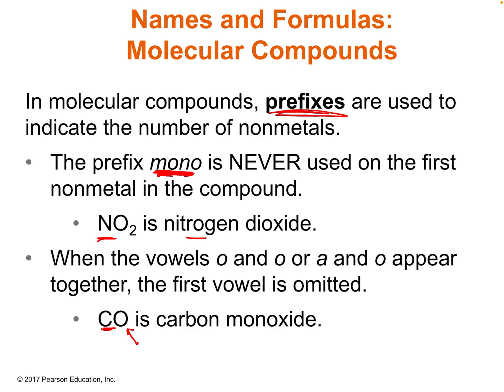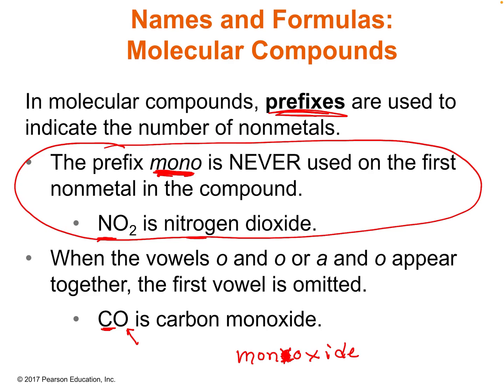So we drop, right? Like if we look at this, it would be monooxide, and we drop the first vowel. So we're going to drop this one, and this just becomes monoxide. But again, I won't be too strict on that in this class. That's just more to help you if you go on to higher levels of chemistry. This one, though, you need to know: do not use mono for the first one.